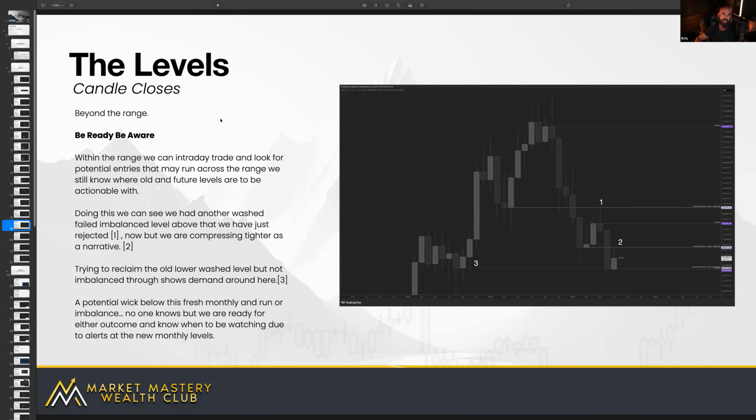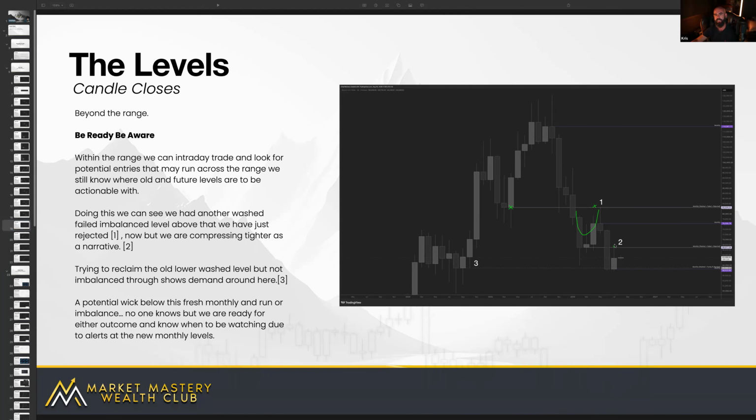Doing this, we can see we had another wash failed imbalance level. Above that, we have just rejected. So this is zooming out now. I've zoomed right out on the monthly. And we can see that a similar thing to what we were talking about before came up and touched it, rejected. So the exact same situation, we're talking about this one down through here.